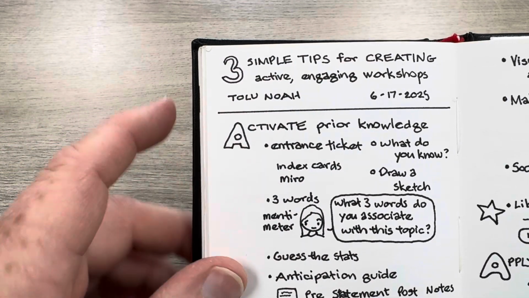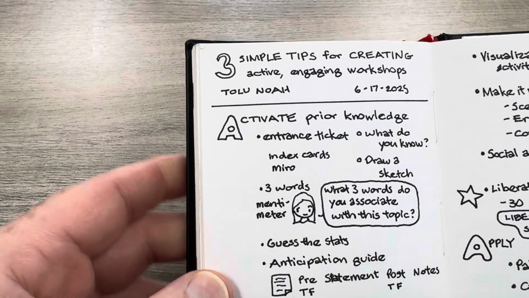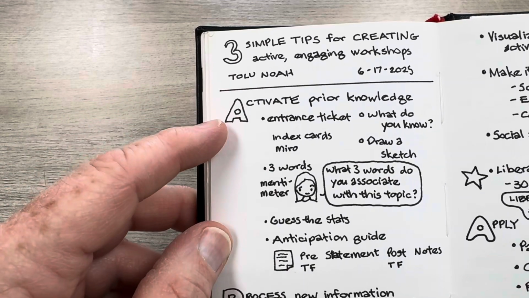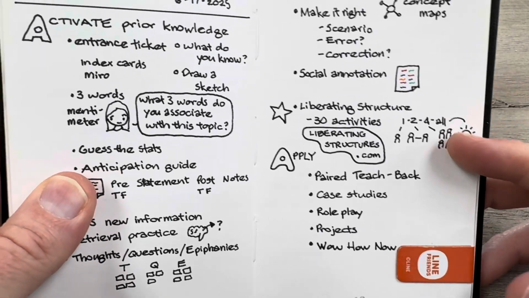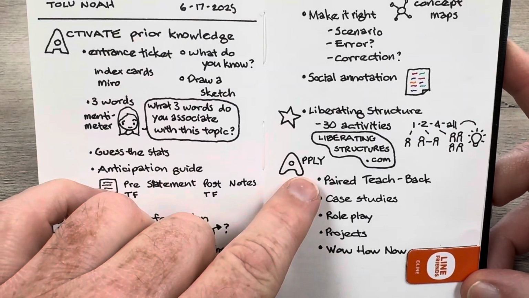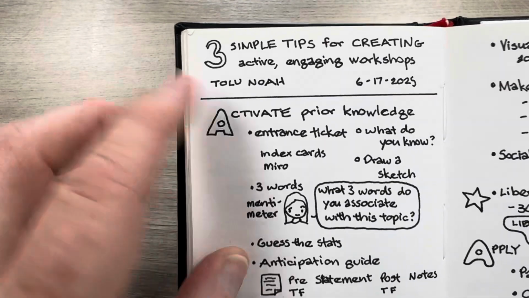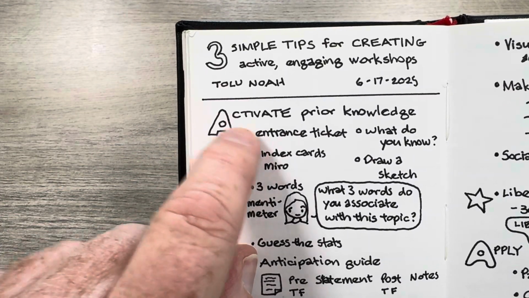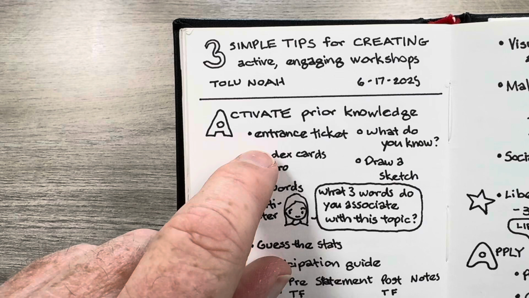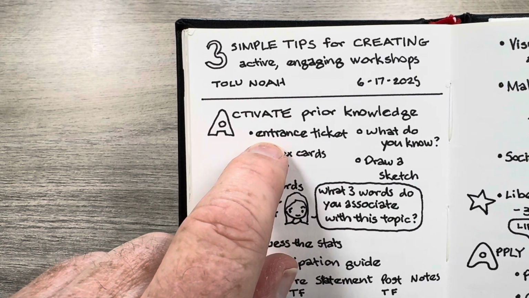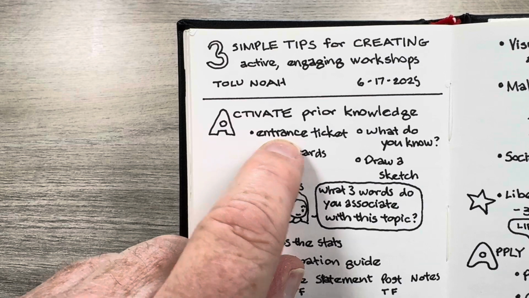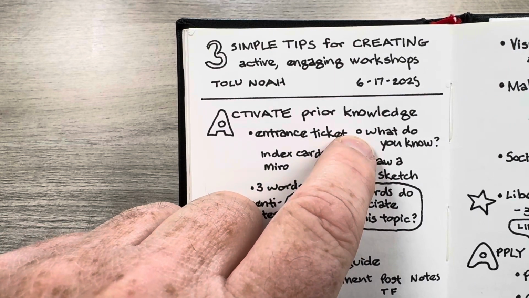And as expected, the outline of the presentation follows that model. So you have activate prior knowledge, process new information, and apply what you've learned. So let's walk through this. So I used a large A for activate prior knowledge, and then Tolu talked about some specific ideas. So you give the attendees an entrance ticket and something like, what do you know?